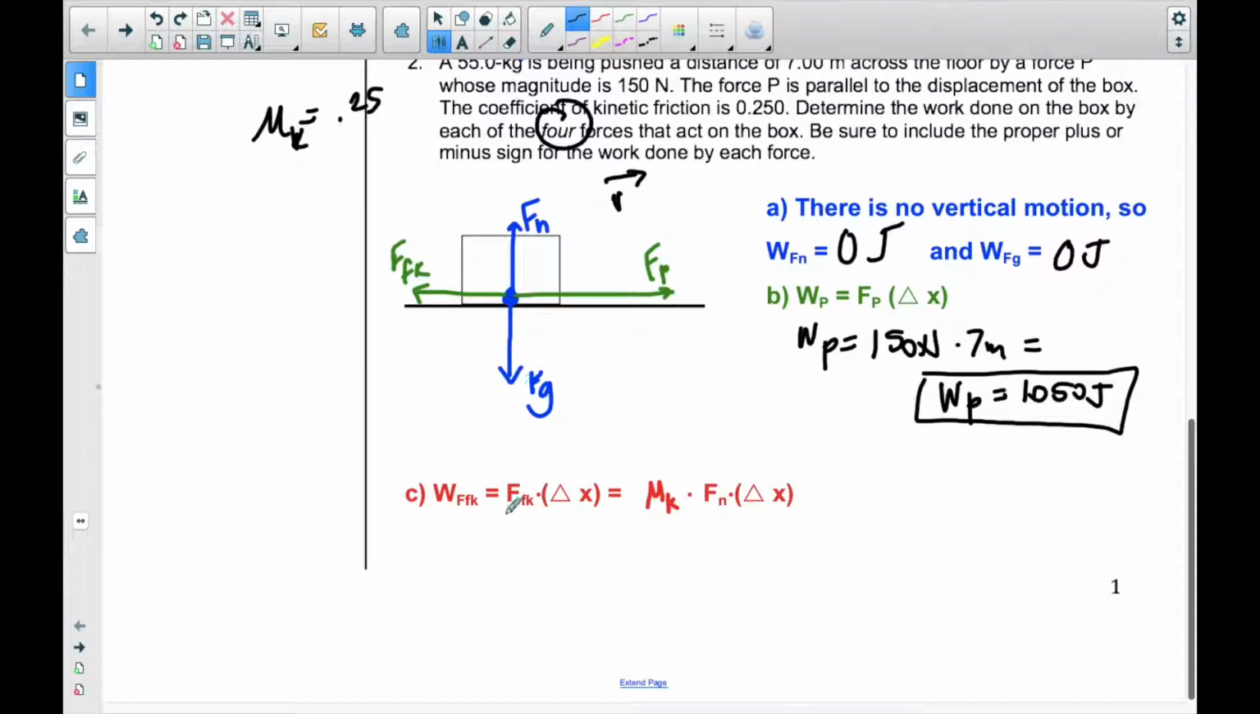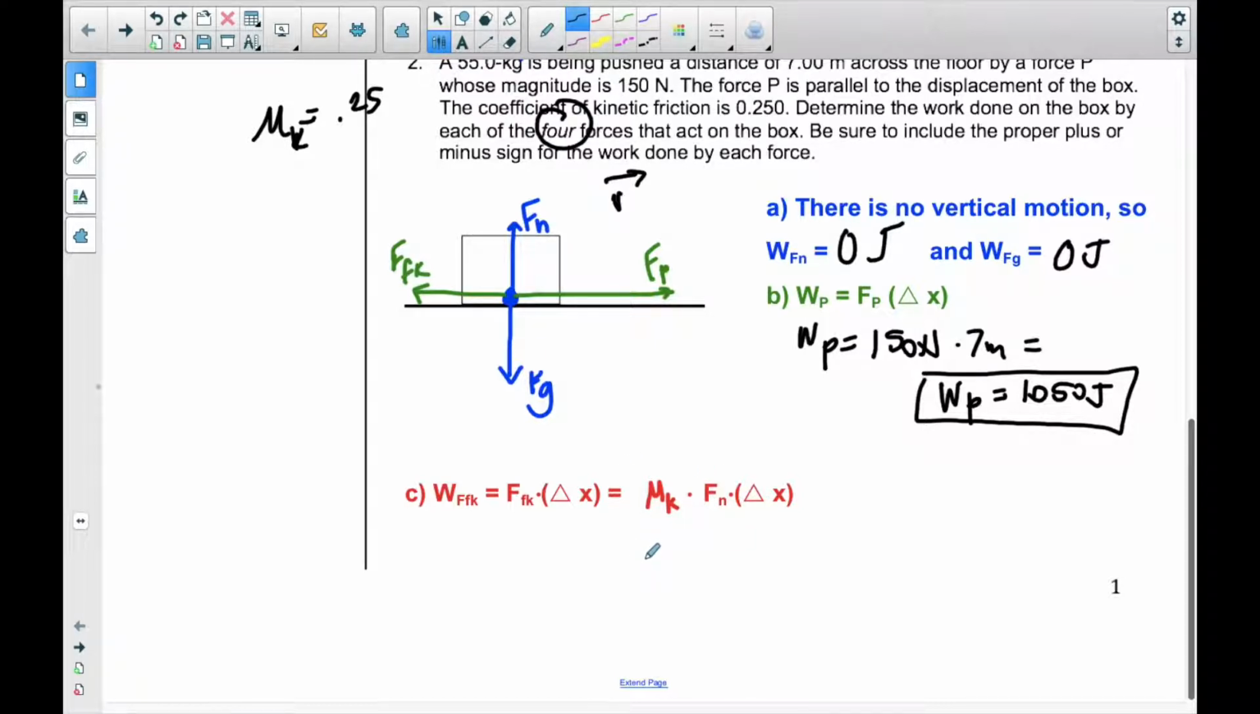Let's look at the next part, which is how much work was done by friction. That equation is going to be the force of friction times distance. That's what we always do. We take our force times our distance. The force of friction is mu sub k times the normal force, and we're going to take all of that and multiply it by delta x.